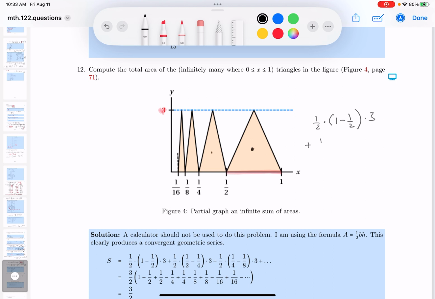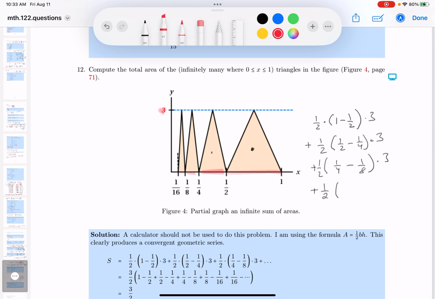Plus the area of a triangle, 1/2 times the base. Looking at the picture, the base is 1/2 minus 1/4. What's the height of that? 3. Let's do the next one. It's a nice pattern. I'll write a sum down later. 1/2 is the area of the triangle. Let's put the next one down. What's that going to be? 1/4 minus 1/8 times 3. And you could keep writing this down. It's got a really nice pattern to it. What's the next one going to be?